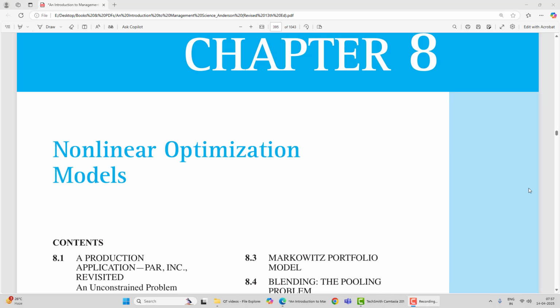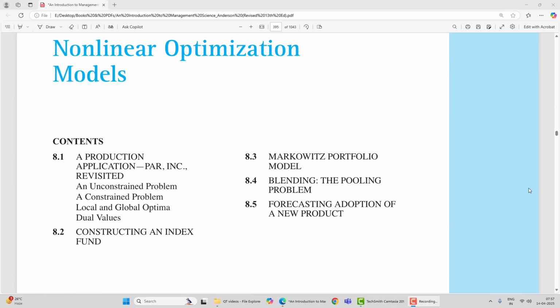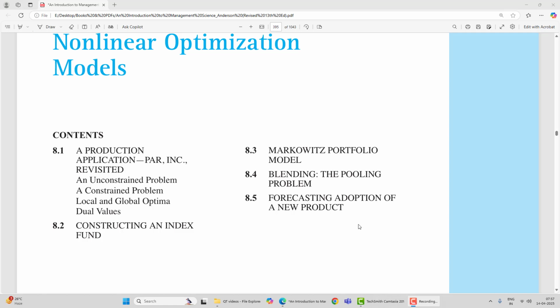There are various applications discussed here. The Par problem which we discussed earlier, the golf bag problem, constructing an index fund, the Markowitz portfolio model, blending and the pooling problem, and forecasting adoption of a new product. So these are various non-linear optimization model applications. In this video we are going to look at constructing an index fund.